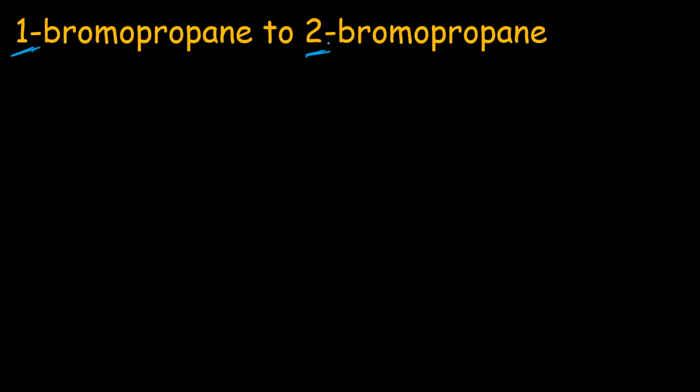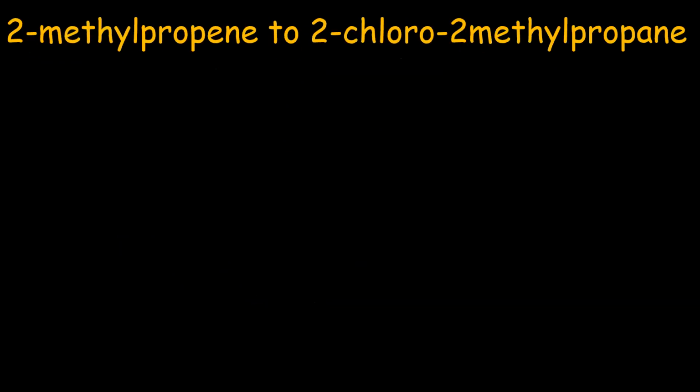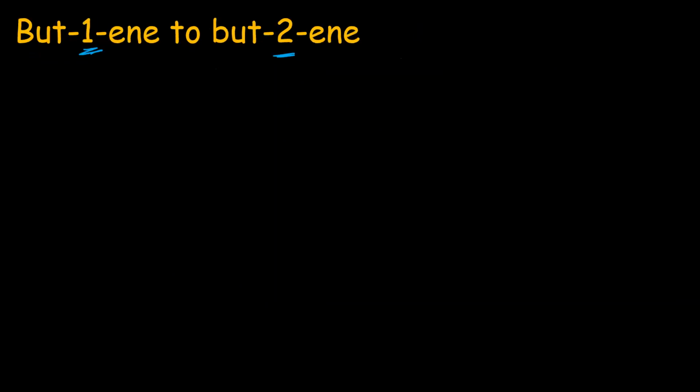Then 1-bromopropane to 2-bromopropane, 2-bromopropane to 1-bromopropane. Okay, and in all of the cases that I have grouped here, you will be seeing that there is a change of functionality to the adjacent carbon. So here the double bond was on the first carbon, now it is on the second carbon. What is but-1-ene? But-1-ene looks something like this, and but-2-ene looks something like this.